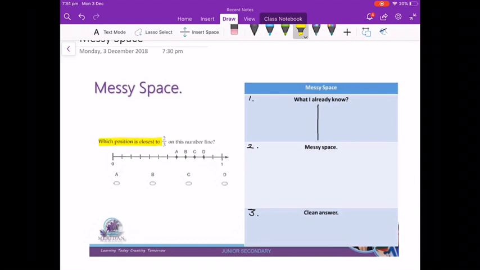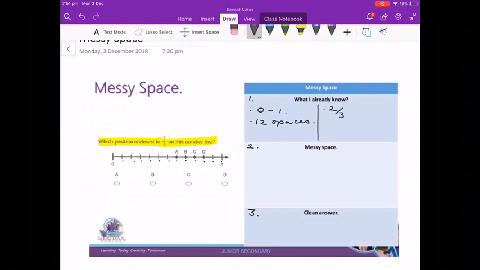It says, which position is closest to 2/3 on the number line? So I'm going to start with what I already know. I already know that the number line ranges from 0 to 1. I also know that there are 12 increments on that number line. But what do I need to know? I need to know how to find 2/3. So I'm going to start to enter the messy space.